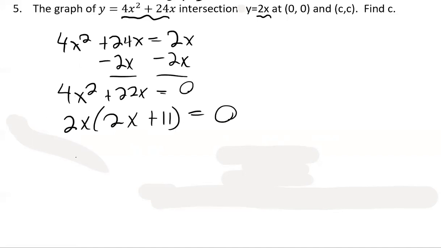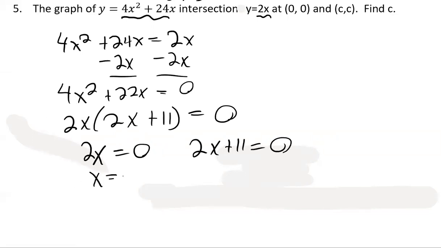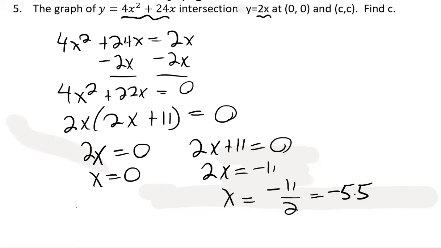And now we're going to do the zero product rule where we set each piece equal to 0, and divide by 2 on both sides. Here, you're going to take away 11 from both sides. And we get negative 5.5. So those are the two x values where they intersect, 0 and negative 5.5. So what's the other x value where they hit?